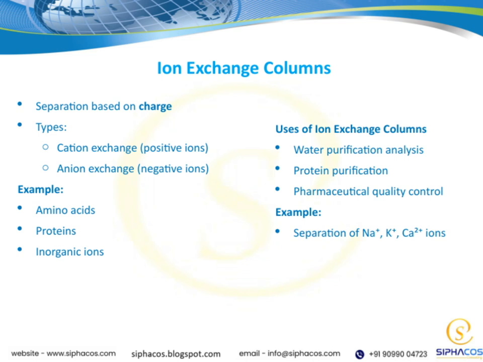To illustrate this further, consider the separation of sodium, potassium, and calcium ions. These are common examples of ions that can be separated using ion exchange techniques. The core principle behind their function is separation based on charge. The columns come in two main types: cation exchange, which targets positive ions, and anion exchange, which is for negative ions. For instance, in protein and amino acid separation, these techniques are invaluable because they allow us to selectively isolate molecules based on their charge properties.